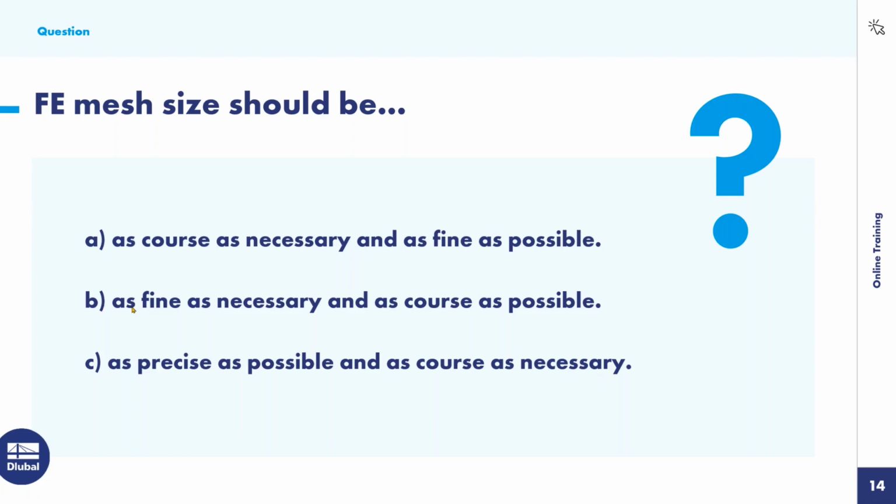So you want it to be as small as necessary, so as fine as necessary, and as big as possible, as coarse as possible. You don't want it to be so small that you're really not getting much more accuracy, it's diminishing returns, and your calculation time is taking forever. So you want to find that happy medium where you're getting good accurate results, but your calculation time isn't taking that long. So B is the correct answer.